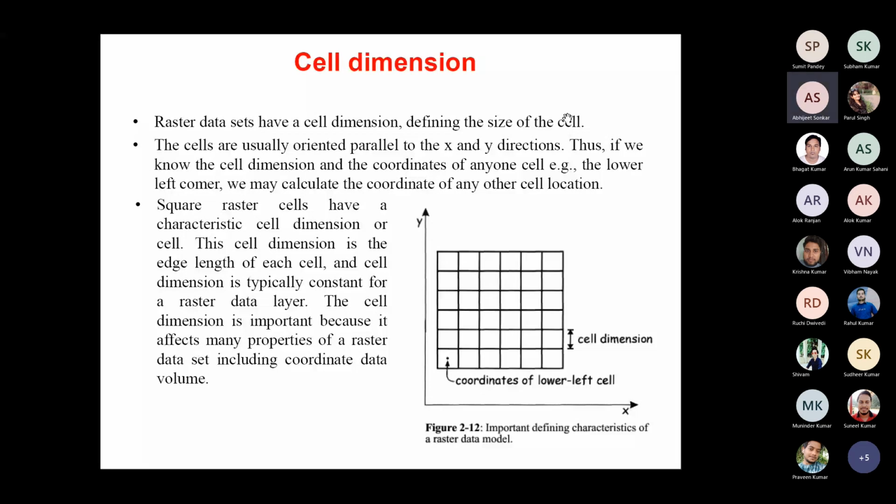And these cells are array memory locations. Array memory location means like in the system we store everything in matrix form, isn't it?